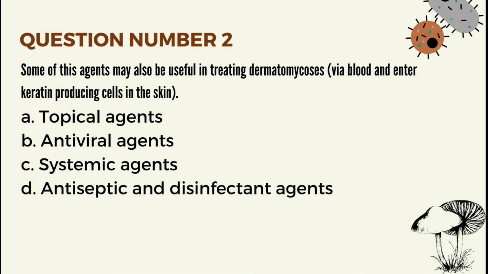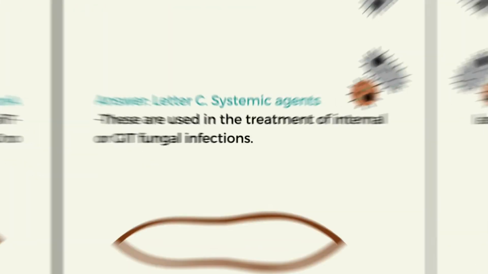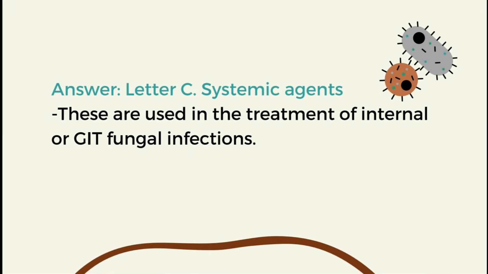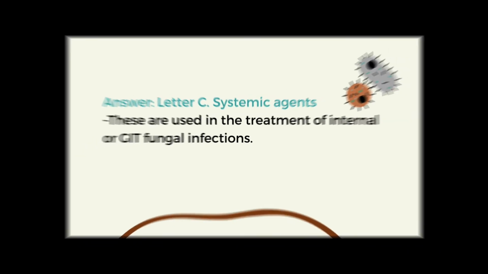For question number 2, some of these agents may also be useful in treating dermatomycosis via blood and interkeratin producing cells in the skin. A. Topical agents. B. Antiviral agents. C. Systemic agents. D. Antiseptics and disinfectant agents. The answer is letter C, systemic agents, because these are used in the treatment of internal or GIT fungal infections.